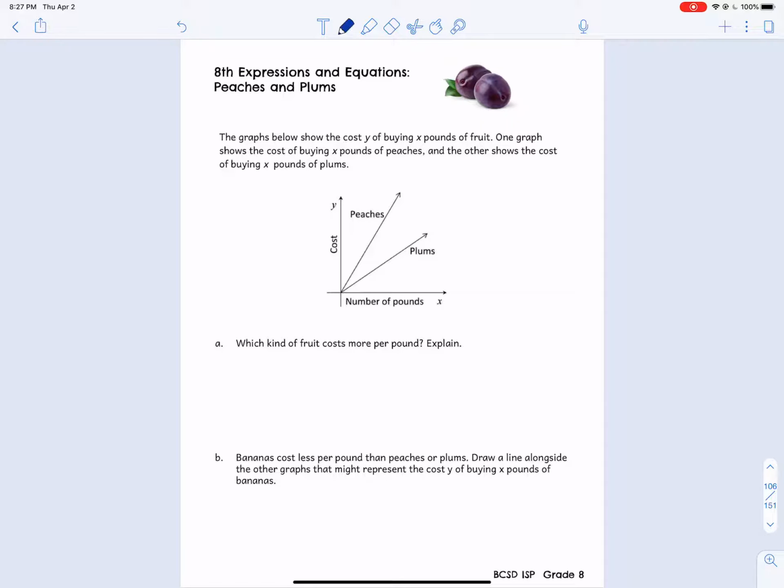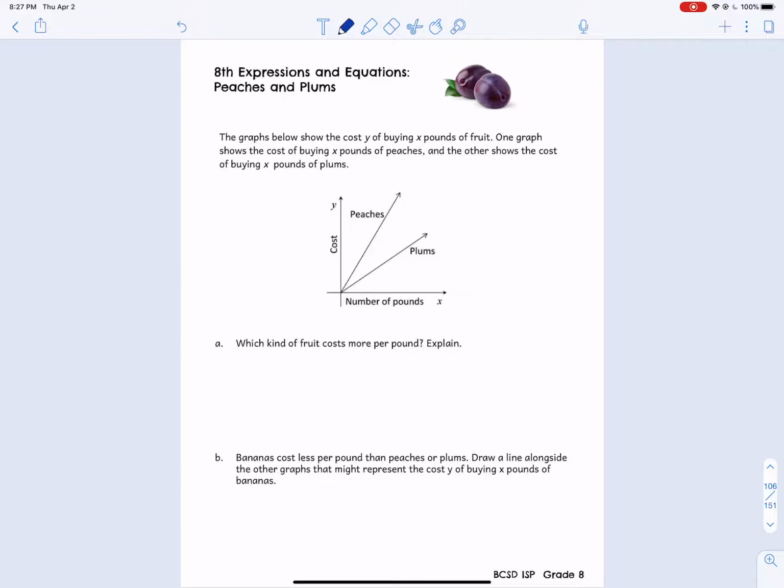Okay, this is day 7 of the distance learning packet and the math section. All right, so our task today is on expressions and equations. So we have two different fruits, and we see a graph of their cost versus pounds. And just looking at the graph, since the line for the peaches is steeper, that would imply that they are more expensive, or the unit rate or cost per pound is higher.